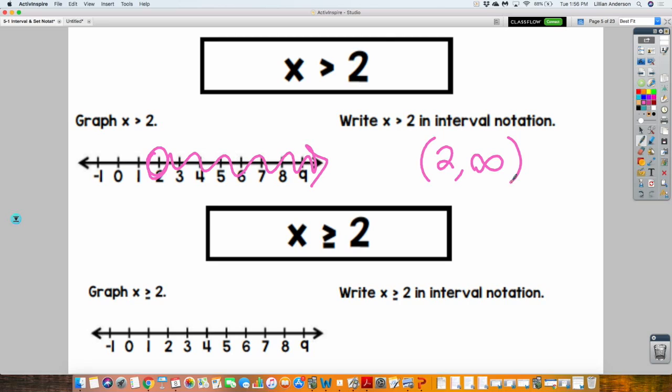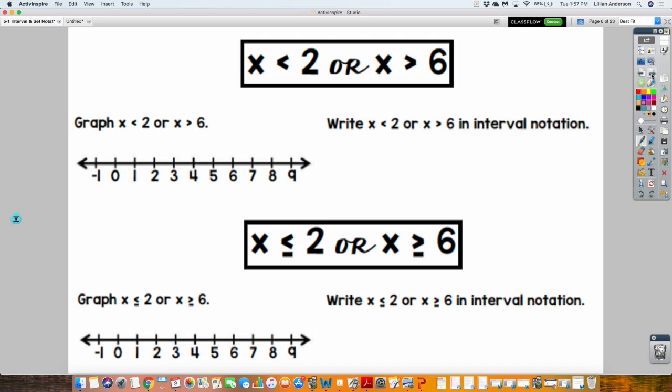Open or close? Shading left or right? What's the furthest left that's on this graph? 2. Furthest right? Infinity. What goes around the 2? Very good. And infinity? Always. Those are the easy ones. Okay? Then we'll do this whole thing down.